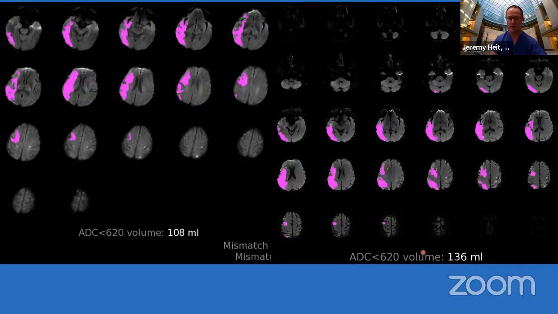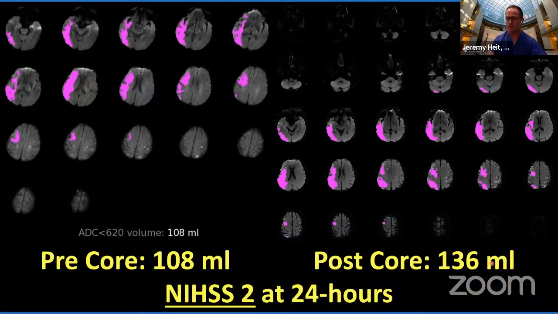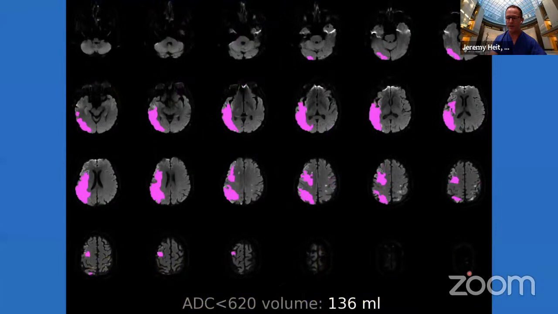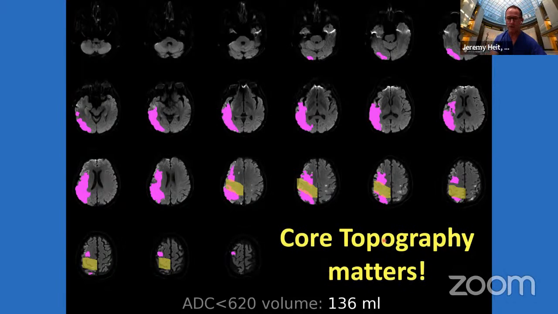Well, guess what? They went from a core of 108 to 136, but their stroke scale at 24 hours was 2. And that's really surprising for a patient with a core this large. How can that possibly be? Well, if we look at their final core here, look at what was spared. Fortunately, there was sparing of the motor strip and the sensory strip, and the patient's neglect improved. So this patient actually did remarkably well, despite having a really large core. Okay. So topography really matters when you think about these patients.